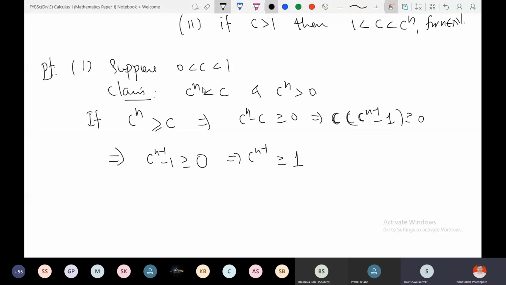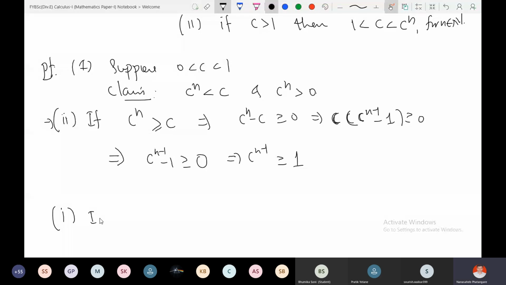Therefore, first of all, what do we need to prove? This will be the second step. This will be the second part. What is the first part of it? I want to prove this. In this, there are two subparts. So what is the first part?